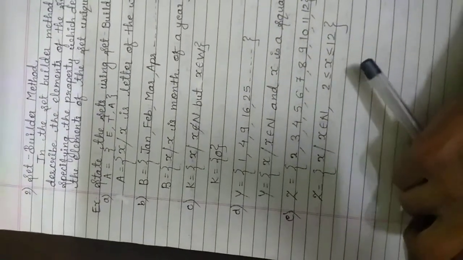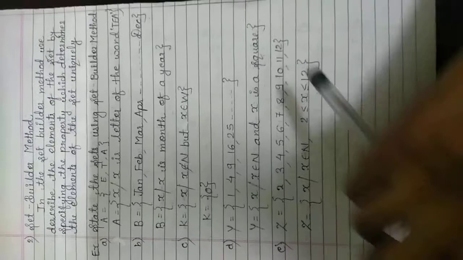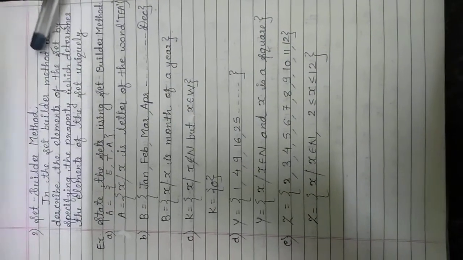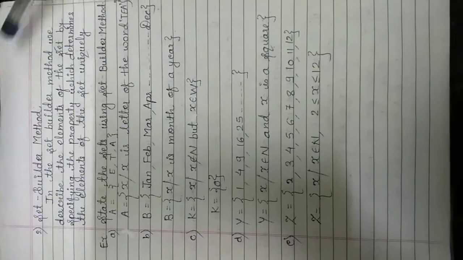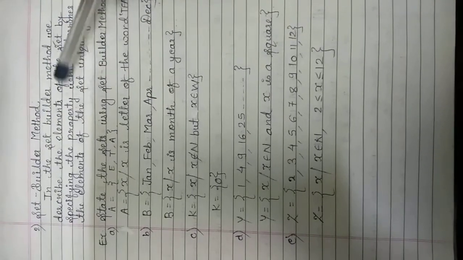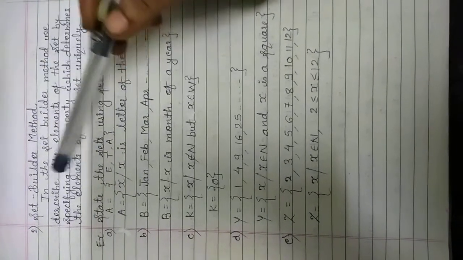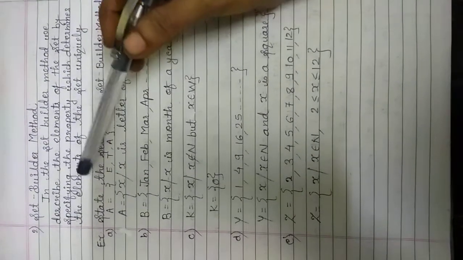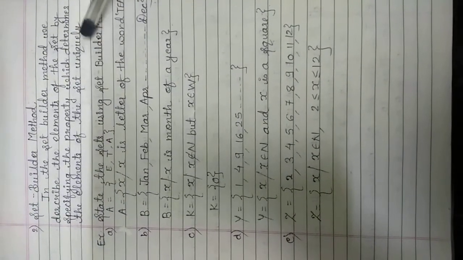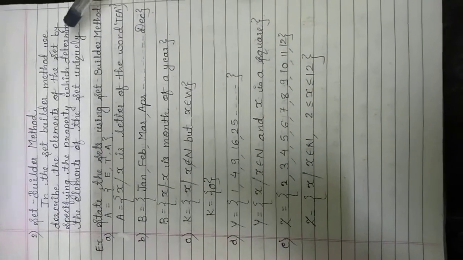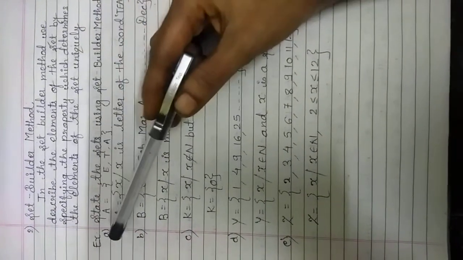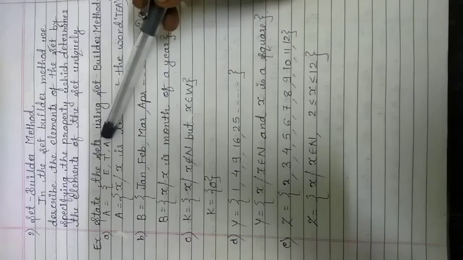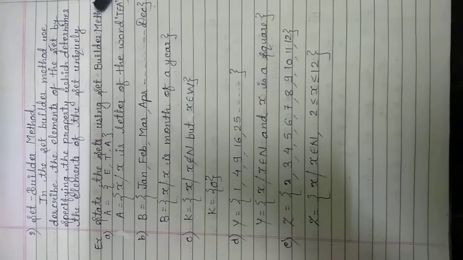Now we will learn the second method of representing a set, and that method is the set builder method. In the set builder method, we describe the elements of the set by specifying the property which determines the elements of the set uniquely. Now, for example, state the sets using set builder method.